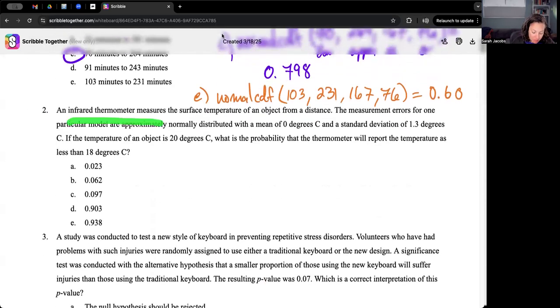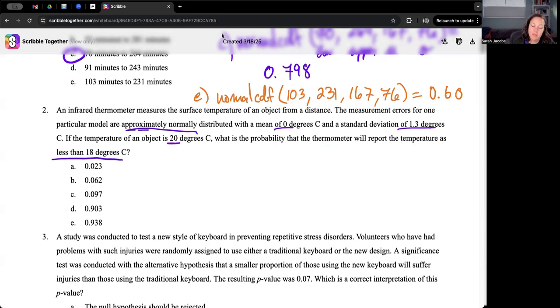An infrared thermometer measures the surface temperature of an object from a distance. The measurement errors for one particular model are approximately normally distributed, with a mean of 0 degrees Celsius and a standard deviation of 1.3 degrees Celsius. If the temperature of an object is 20 degrees, what is the probability that the thermometer will report the temperature as less than 18 degrees Celsius?